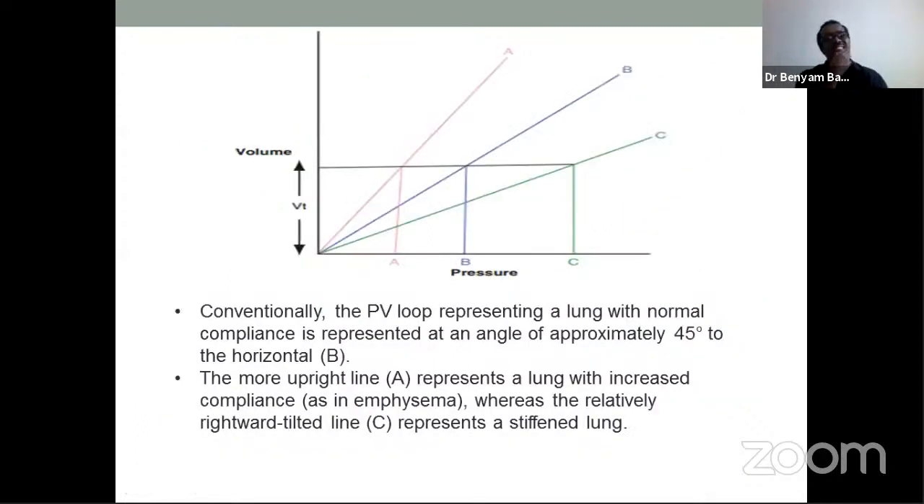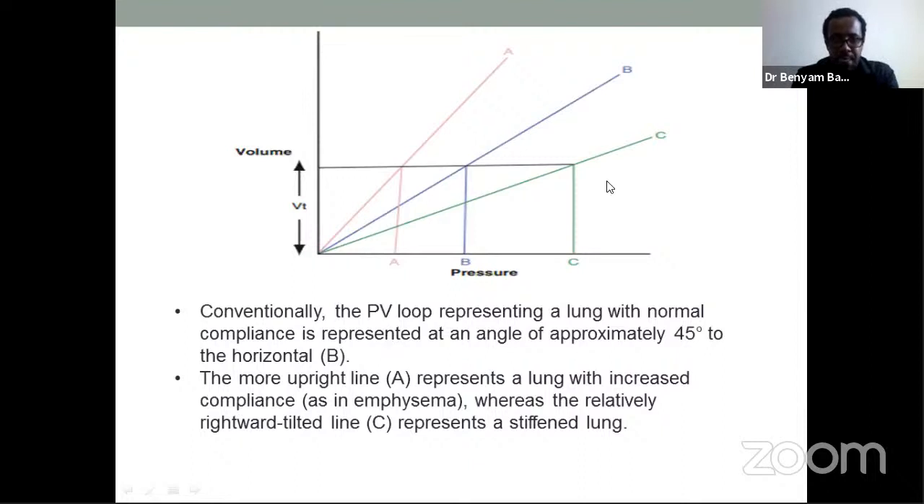The other thing we'll be able to assess with the pressure volume loop is the compliance. Ideally, the compliance is represented on the graph as a 45-degree line between the pressure and volume axis. It will be represented as a blue line, or B, here. This is the ideal line that a normal lung would have. So this implies the compliance.